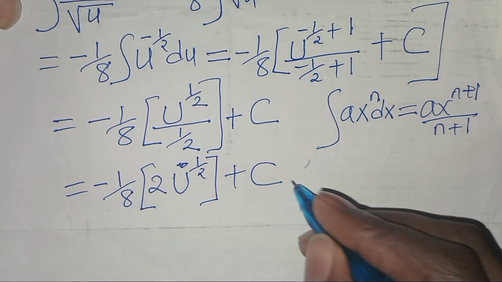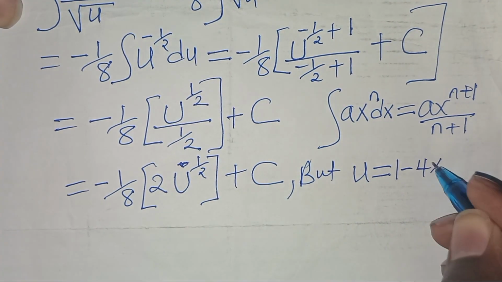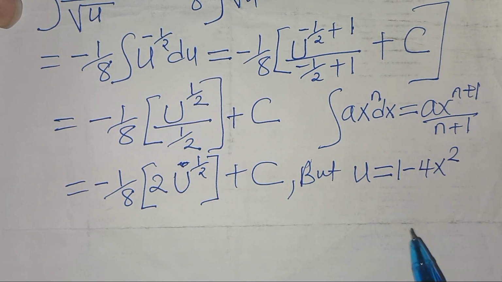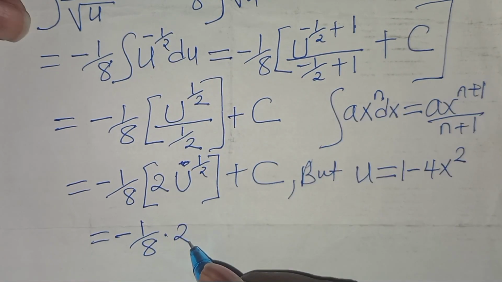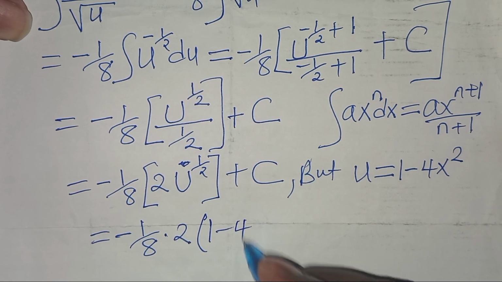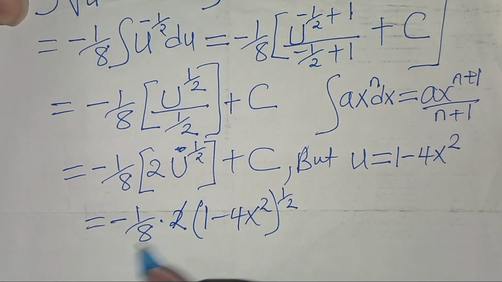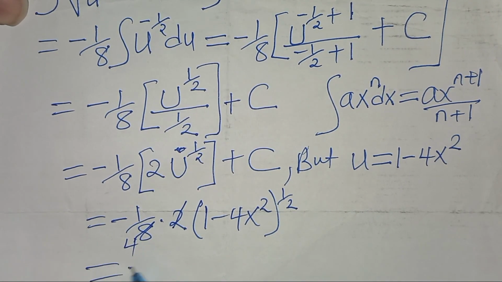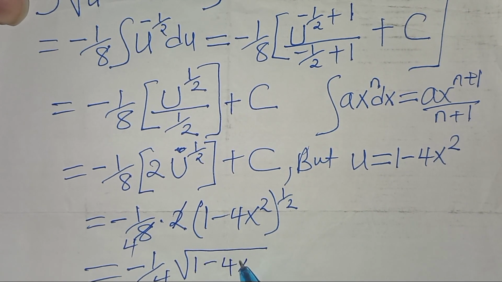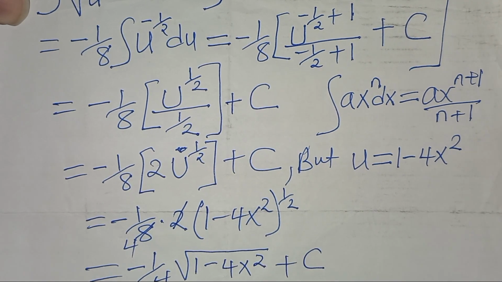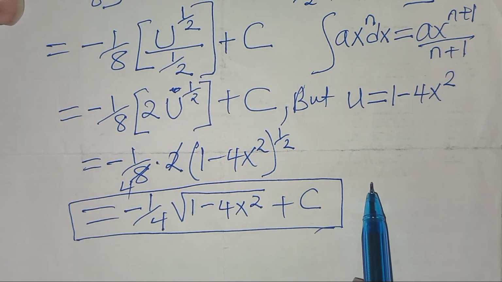But now, u is equal to 1 minus 4x squared. So let's substitute this. Now we'll have negative 1 over 8 times 2, and then 1 minus 4x squared raised to power half. Let's simplify here by 2. By 2, this is 4. So finally we'll have negative 1 over 4 square root of 1 minus 4x squared plus c. So this is the solution to the first integral.